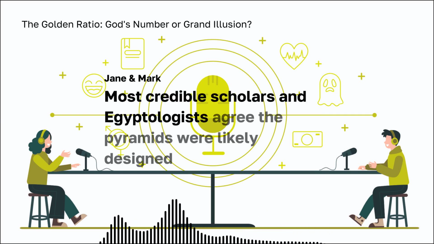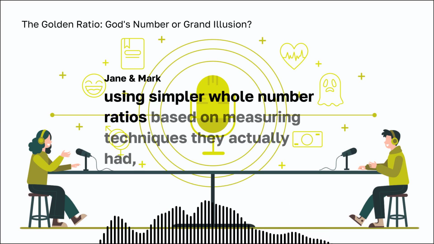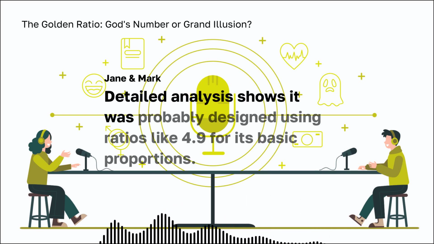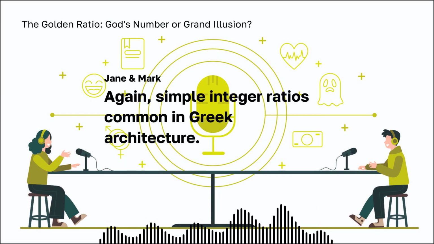Most credible scholars and Egyptologists agree the pyramids were likely designed using simpler, whole number ratios based on measuring techniques they actually had, like using seked units for slope, which leads to ratios like 14:11, not phi. For the Parthenon, detailed analysis shows it was probably designed using ratios like 4:9 for its basic proportions, again, simple integer ratios common in Greek architecture.